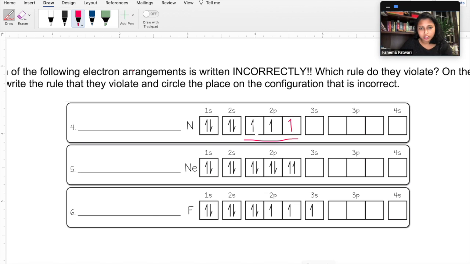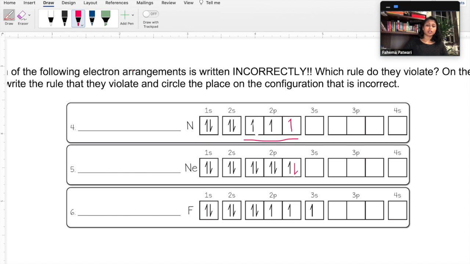So now let's look at neon. What's wrong here? It looks like 2p has the right number of electrons, and they're all in the right places. However, if we look closely, there are 2 electrons with the same spin in this third orbital. So I'm going to erase one of those, and we're going to draw one in with an opposite spin.